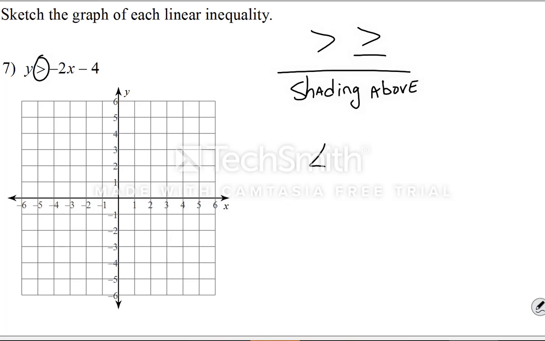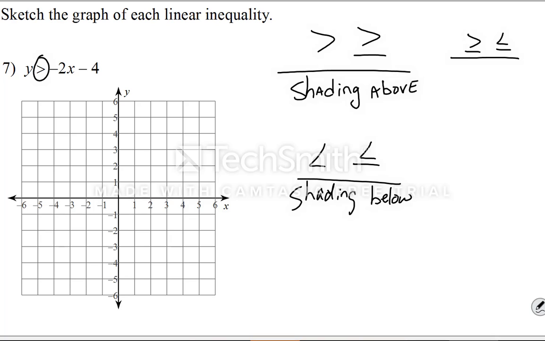And then I have less than and less than or equal to. For both of these, we're shading below. Again, we'll describe that when we actually get to those equations to graph them. Along with that, we have two other things we need to understand. For greater than or equal to and less than or equal to, we have a solid line. And for greater than and less than, we have a dotted line.